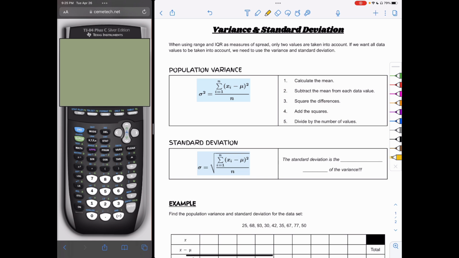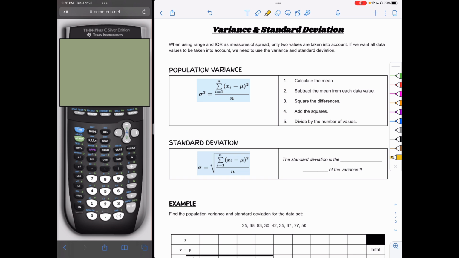So if we want all the data values to be taken into account, we need to use the variance and the standard deviation. The formula for the population variance is here. What this is basically saying is that your population variance is the sum of the squares of the differences between your x values and your mean, divided by the number of data points you have.